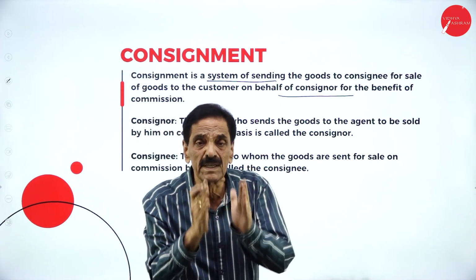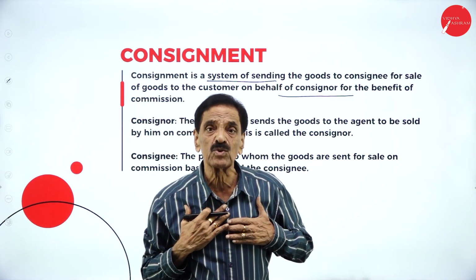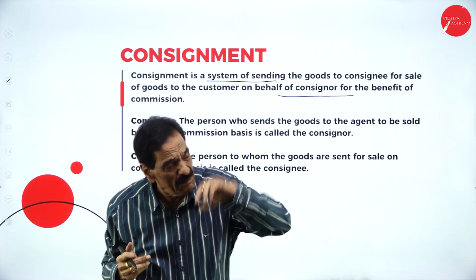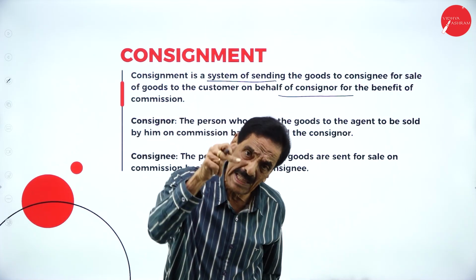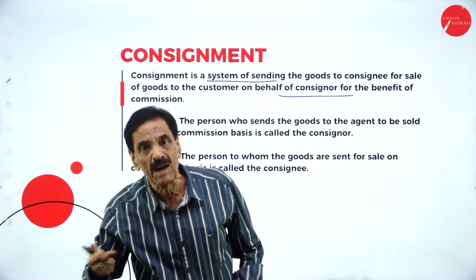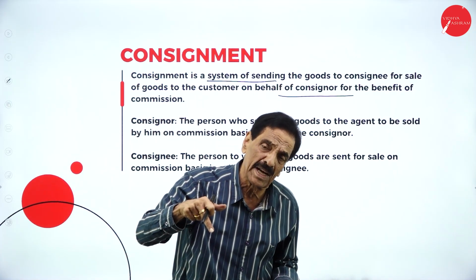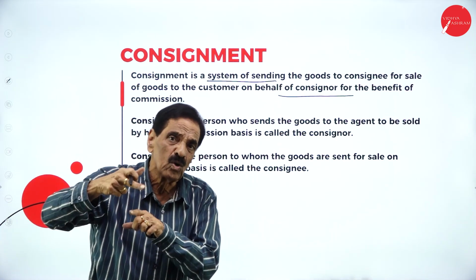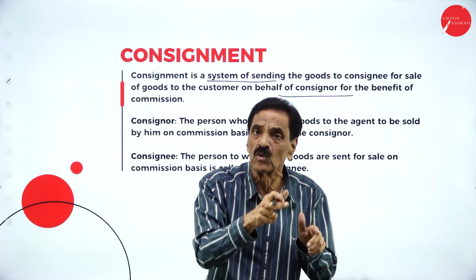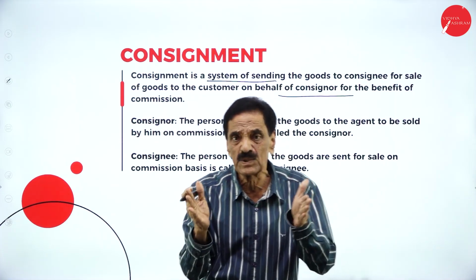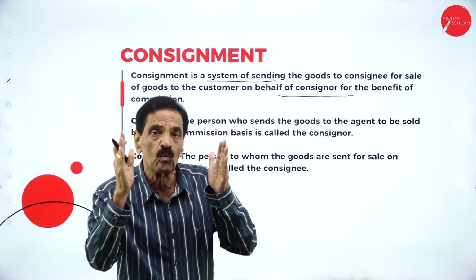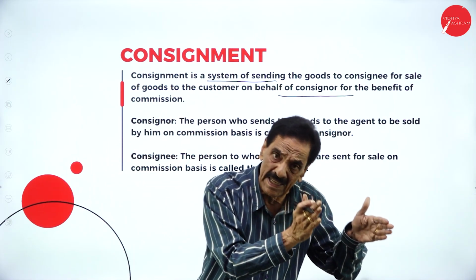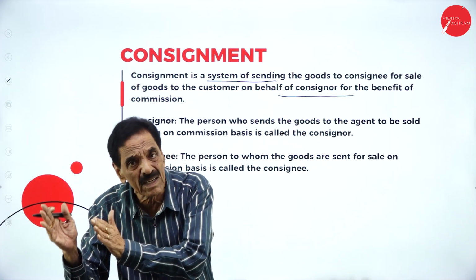In consignment, there are two parties. If I want to sell the goods in another place, what will the owner do? He will appoint an agent who can sell the goods in the name of the owner at the risk of the owner. The man who sends the goods is called consignor. Who sells the goods on behalf of the owner is called consignee. One is the owner and the other is the agent. Owner is called the consignor and the agent is called consignee.